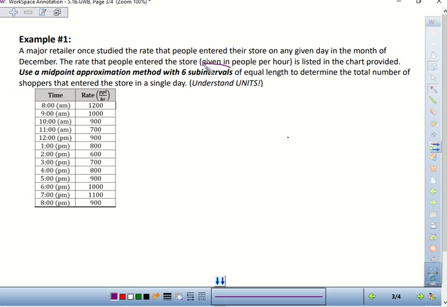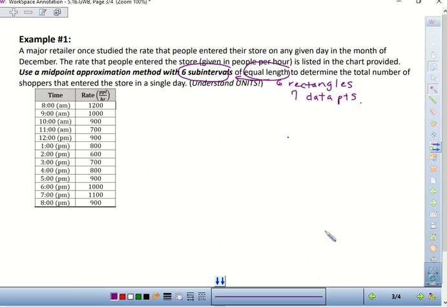So 6 subintervals, that means that's going to be 6 rectangles. Subintervals is like how many gaps there are, basically, is what they're saying. Of equal length, so they have to tell you that, to determine the total number of shoppers that enter the store in a single day. You're going to notice there's a whole lot more data points than how many we're working with here. So if we're talking about 6 rectangles, how many data points? 7. Yes, 7 data points. Very good. We're working with a lot more than that.